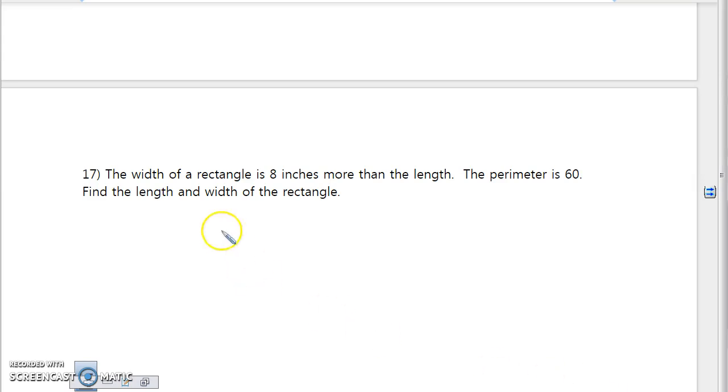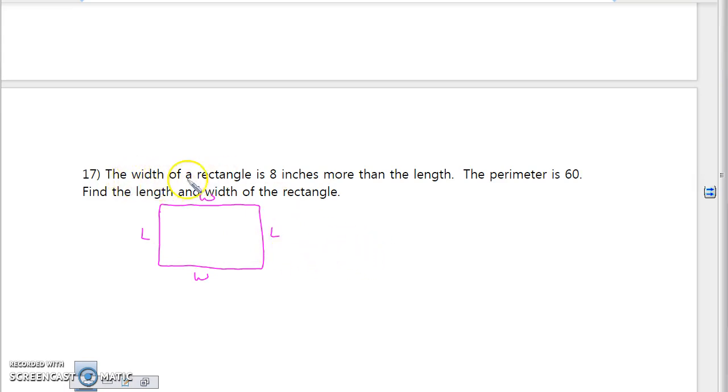And then the final problem is your rectangle problem. The width of a rectangle is 8 inches more than the length. The perimeter is 60. Find the length and the width. So one thing that's helpful is go ahead and draw your diagram. This one says width is longer, so I'm going to put my longer piece here: width, length, length.